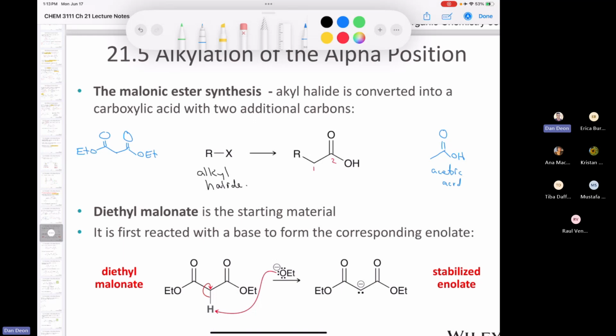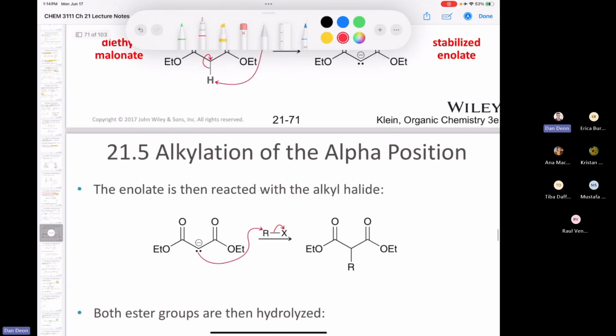But anyhow, diethylmalonate, the first thing you do is you treat that with ethoxide, and that converts it to the stabilized enolate. And you guys know that you could have the negative charge here, here, or here, depending on whichever resonance form that you draw. So this stabilized enolate is now going to function as a nucleophile. So what we're going to see is we're going to convert it into the enolate, and then it's going to do an SN2 on our alkyl halide. So let's take a look.